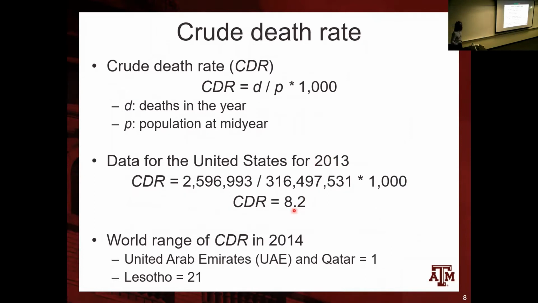So, for example, if we simply compare the crude death rate of the US back in 2013, 8.2 deaths for every 1,000 people in the population, to the crude death rate from the United Arab Emirates or Qatar, you might think that the mortality is much higher in the US than in these two other countries. But some of this low crude death rate at the UAE and Qatar might be the result of a younger population compared to the US.